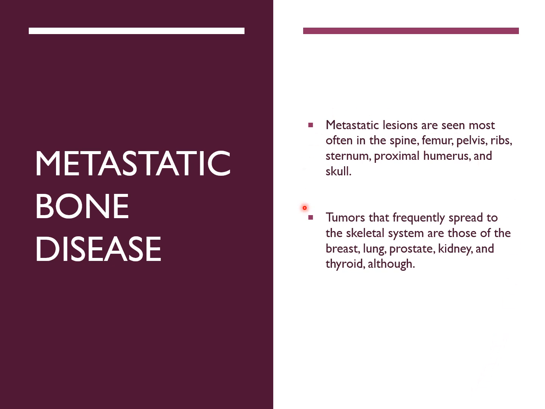The more common sites where we see metastasis are in the spine, femur, pelvis, ribs, sternum, proximal humerus, and sometimes in the skull. And the most common tumors that spread to the skeletal system are tumors of the breast, lung, prostate, kidney, and thyroid.